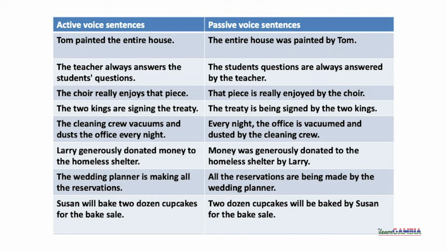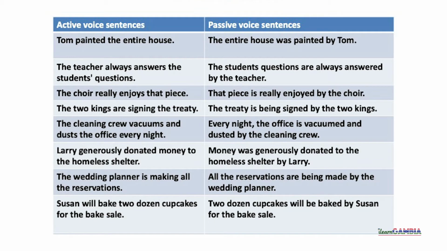treaty comes first. Now, the cleaning crew vacuums and dusts the office every night. So here we said every night the office is vacuumed and dusted by the cleaning crew. Larry generously donated money to the homeless shelter. Money was generously donated to the homeless shelter by Larry. So you can see Larry came at the beginning of the sentence in an active, and of course in a passive voice it came last.